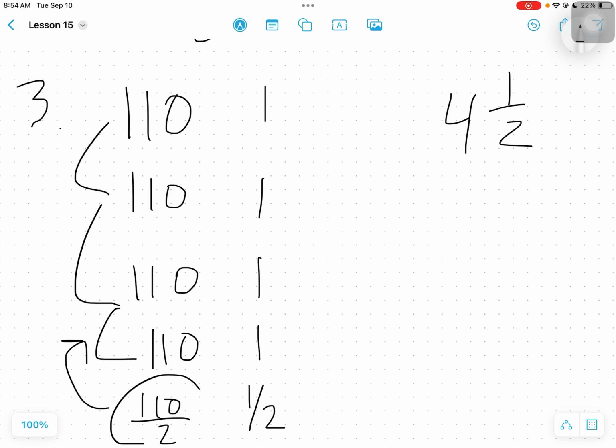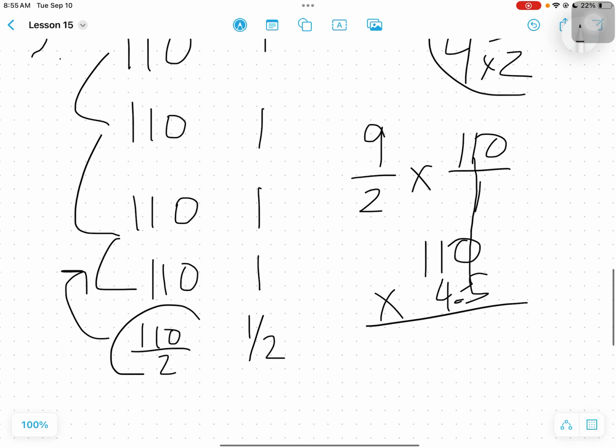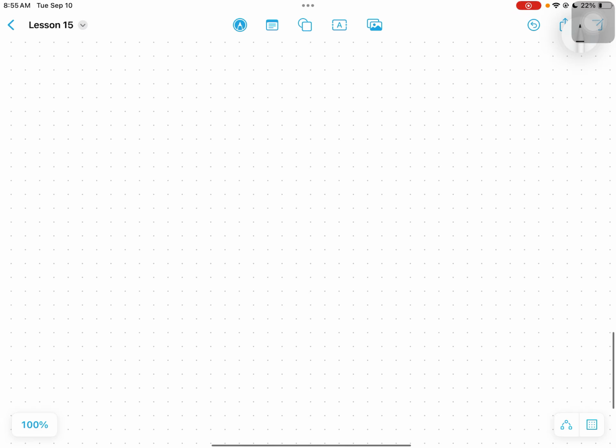Alternatively, you could turn 4.5 into an improper fraction. 4 times 2 is 8, plus 1 is 9, so that's 9 over 2 times 110 over 1. Or you could also turn it into a decimal and then multiply 110 times 4.5. All of those are options for finding out the amount of beats per 4.5 minutes.